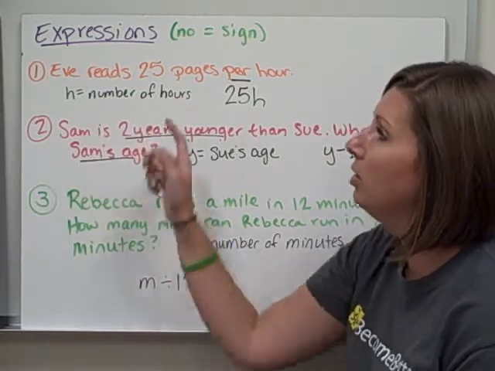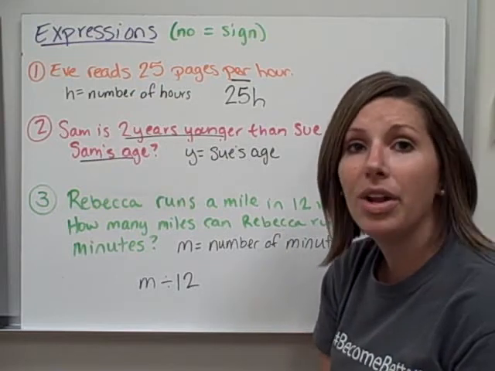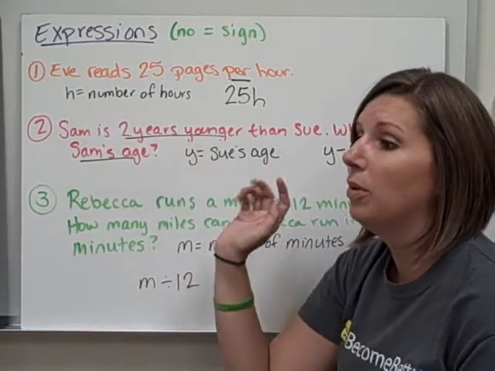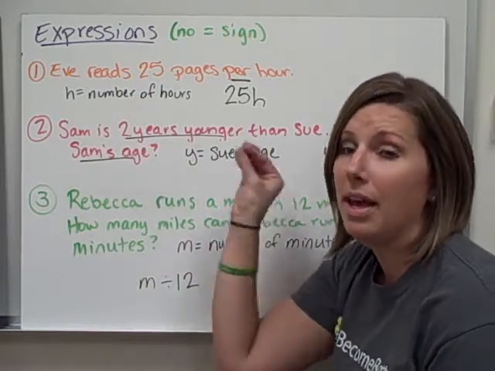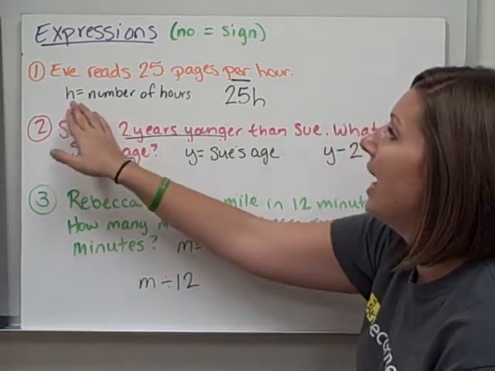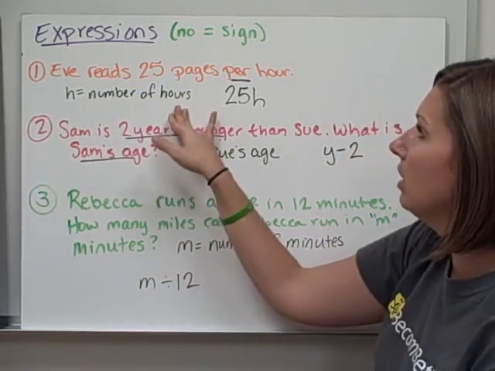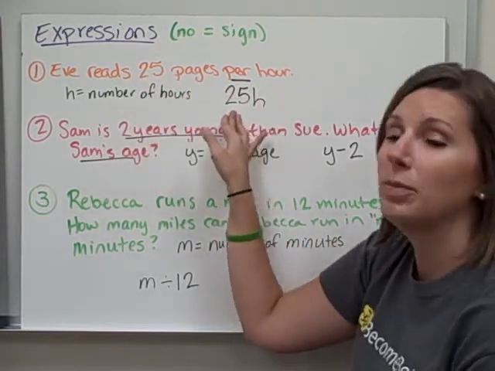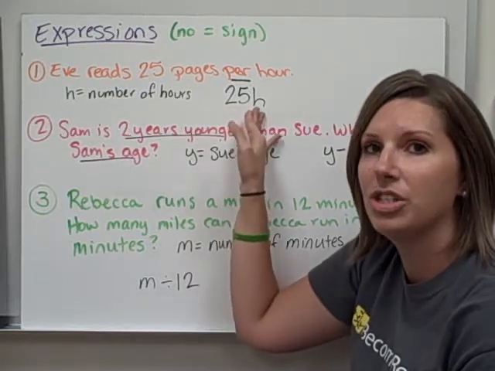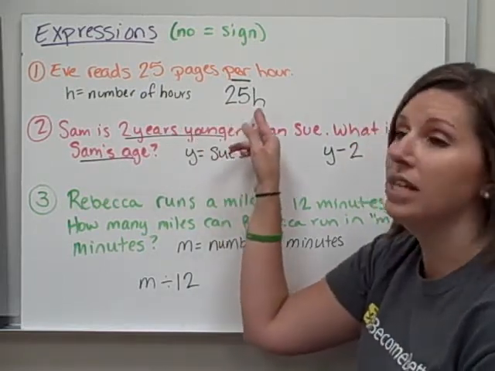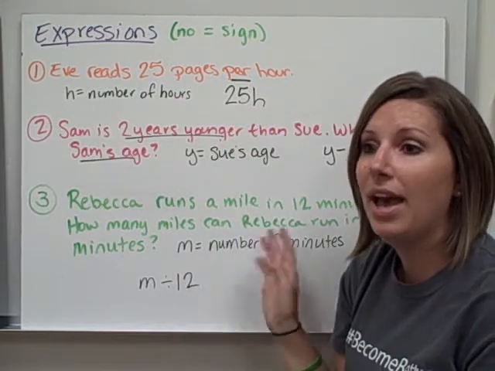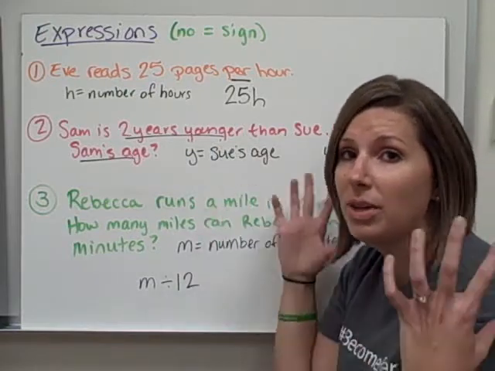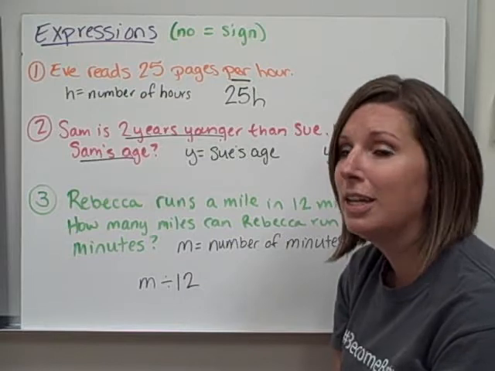I need to define my variable because I have to have a variable here. I don't know how many hours Eve is reading. So I need to make sure I identify a variable because that's what I'm going to be using in my expression. So in this case, H represents the number of hours. So she's reading 25 pages per hour, so my expression that I write is going to be 25H. That means 25 times H. I don't need to write any other symbols except for 25H because in math we just understand that means multiplication.